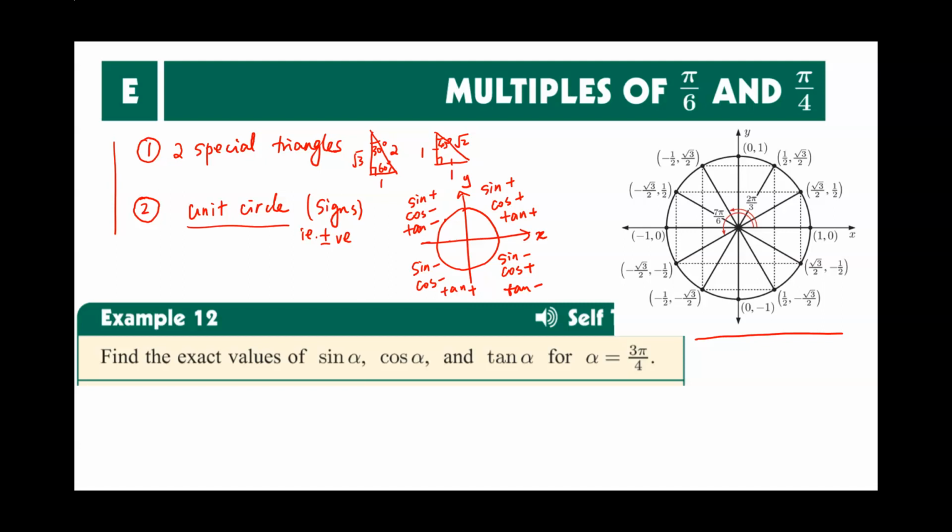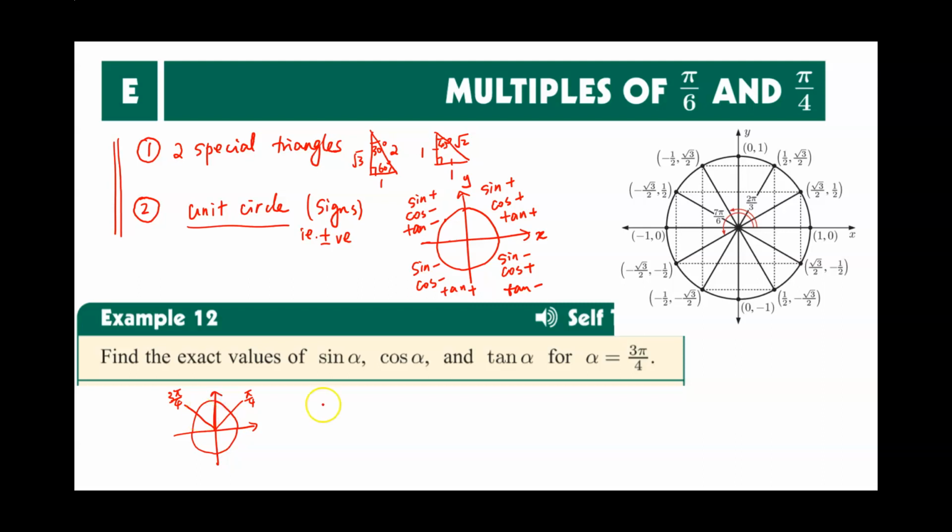So let's have a look at example 12. Because I have already talked about all the theory, and this is my recap, I think it's best if I talk through the question so you know how to work those questions. Find the exact value of sine alpha, cos alpha, and tangent alpha for alpha is 3 pi on 4. My strategy would be knowing exactly where 3 pi on 4 is. So that's pi on 4, that's pi on 2, like 2 pi on 4, and that's 3 pi on 4. And we could actually put that in the unit circle.